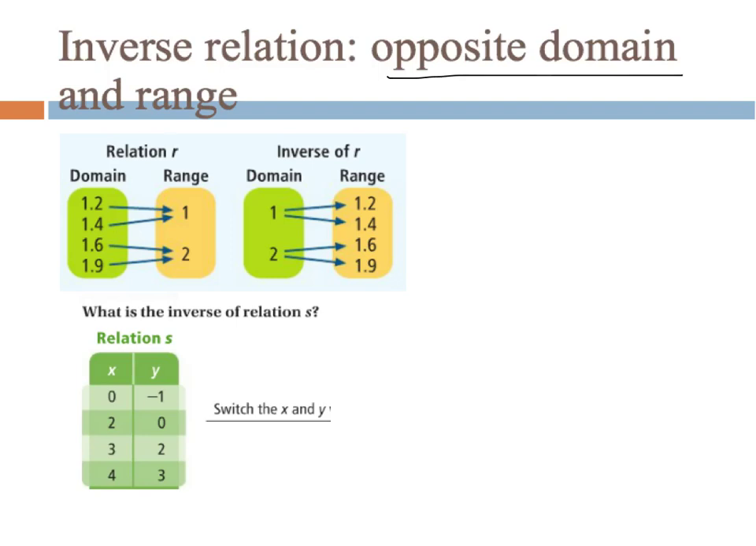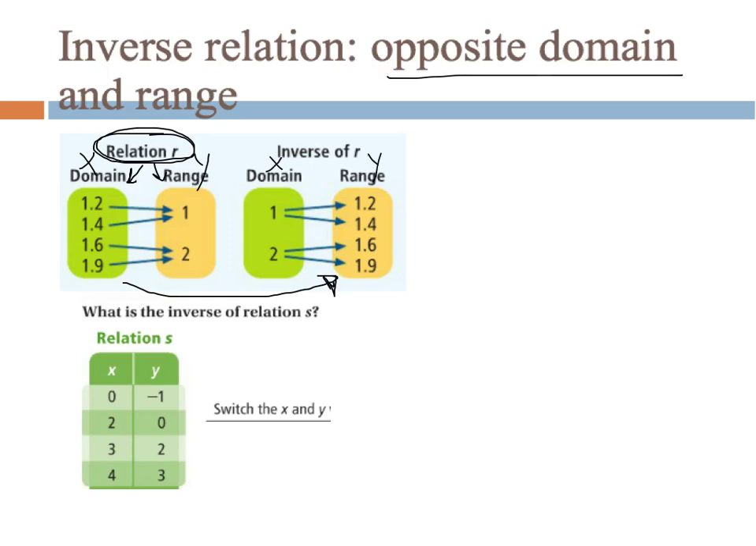So if I give you this relation of r first, and you want to find the inverse, the easiest way to find an inverse is going to be when you're given a chart like this. Because all you have to do is flip your x and y's. So in your relation of r, you have 1.2, 1.4, 1.6, and 1.9 as your domain. That now becomes your range of your inverse, or your y value. A lot of times, it's just flipping your x and y values.